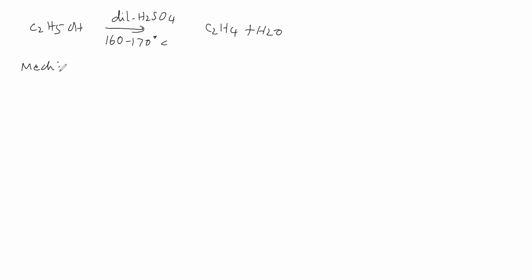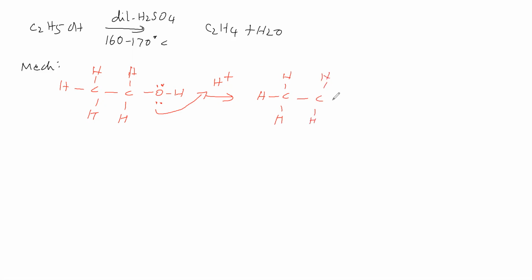Now here I will take C2H5OH. I have written C2H5OH. First it is treated with H plus. Dilute sulfuric acid means H plus will be there. Now this oxygen attacks this H plus. Therefore an oxonium ion is formed, with two hydrogens on oxygen and a positive charge.